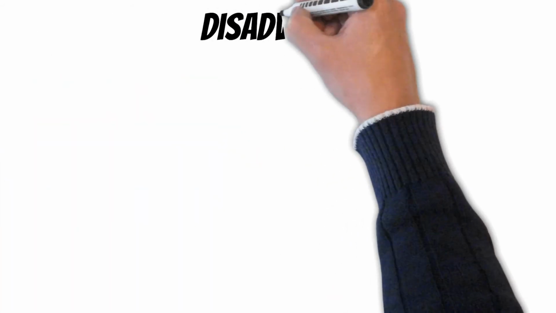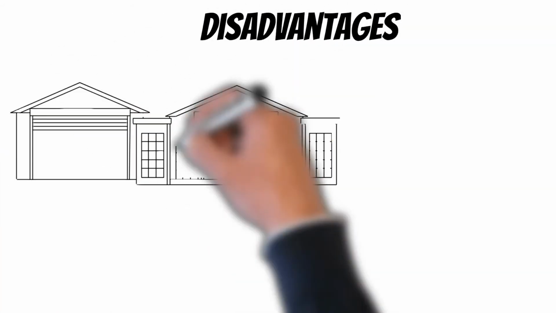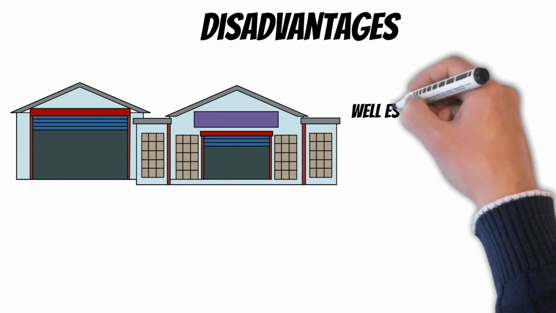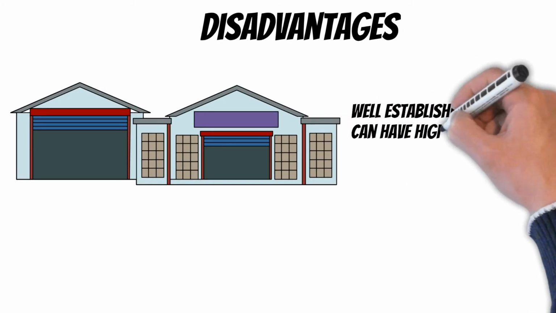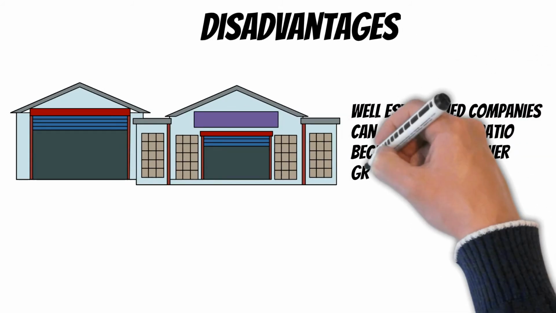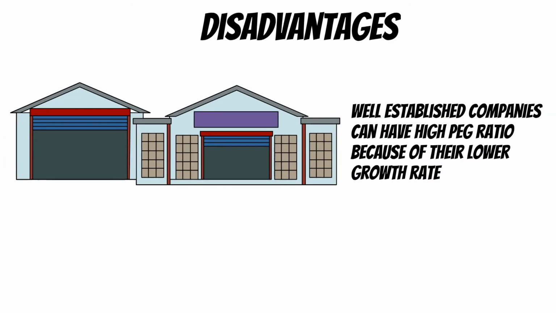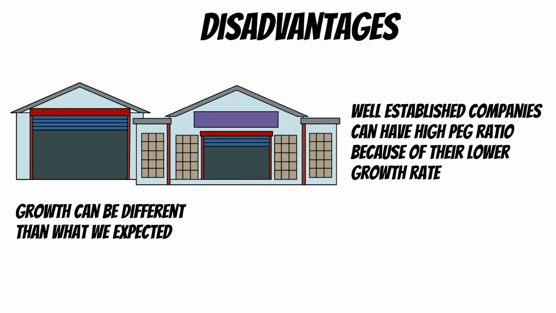Let's also mention the disadvantages of the PEG ratio. A lot of well-established companies don't offer much growth, but on the other hand they can pay a solid dividend, so although they may be a good addition to your portfolio they might have a high PEG ratio. Also be aware that the growth rate is an estimate, so it can prove wrong.